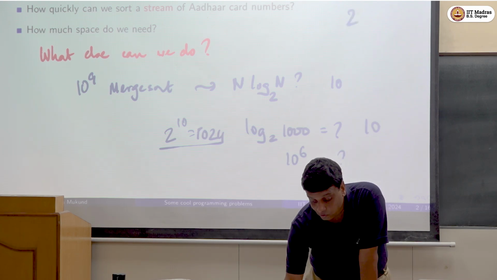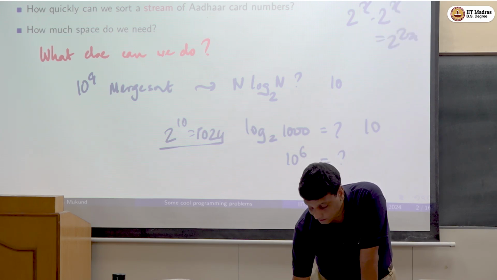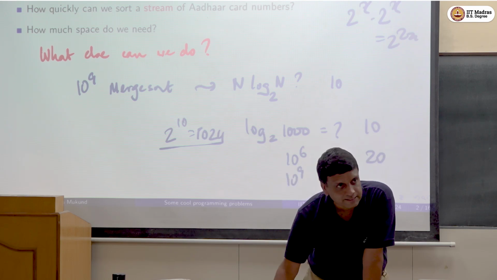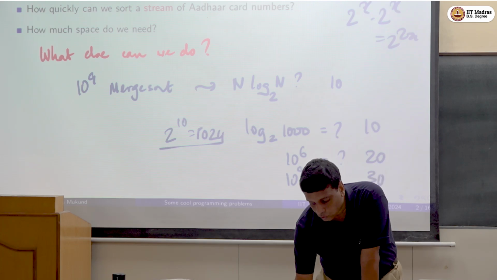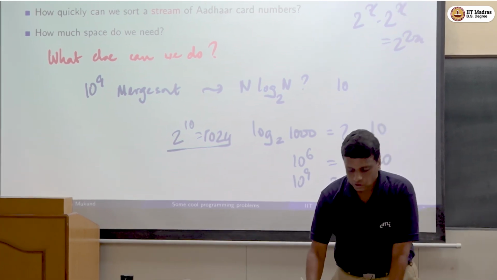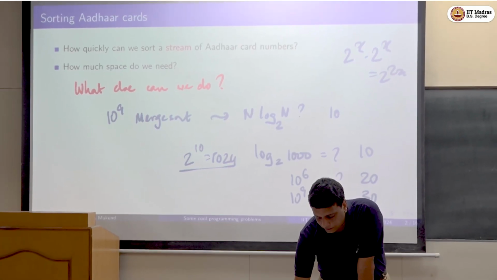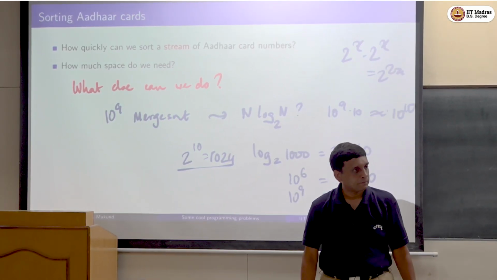Right? 2 to the x times 2 to the x is 2 to the 2x. Right? So log of 10 to the 9, if you do it in base 10, it is clearly 9. Okay, but even in base 2, it is 30, so it is of the order of 9 only, 10. Okay, so we're going to get something which is 10 to the 9 times 10, so this is going to be roughly 10 to the 10.